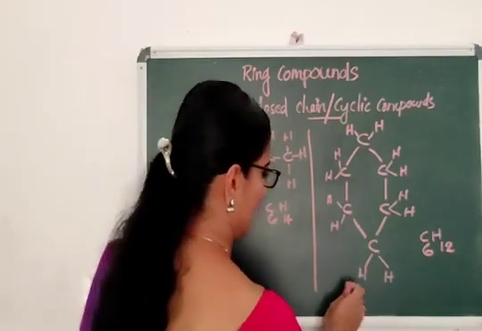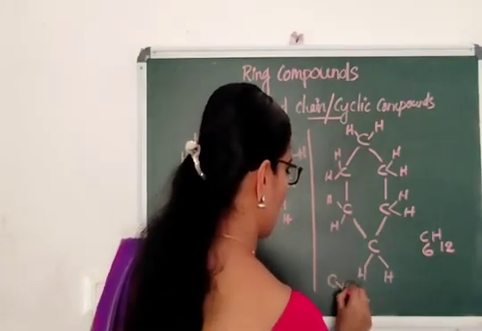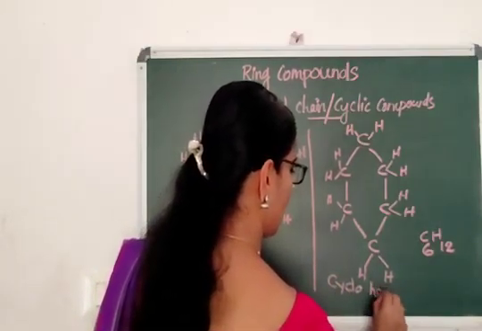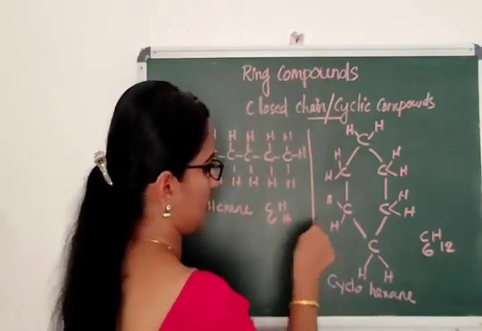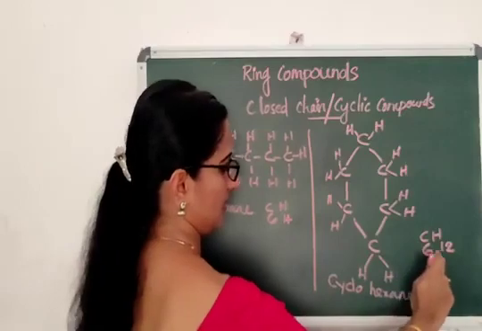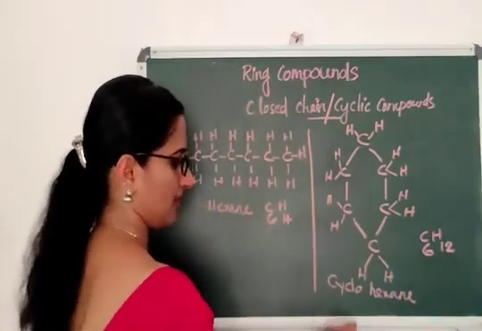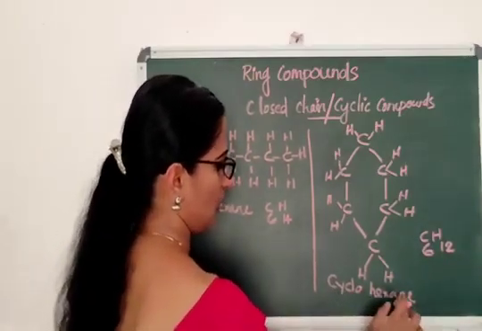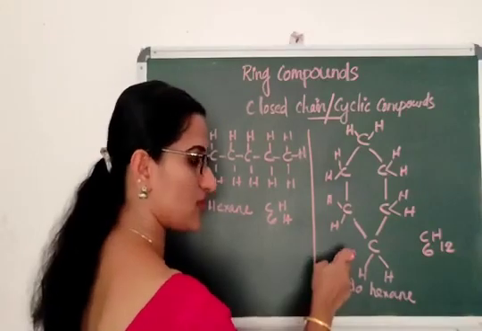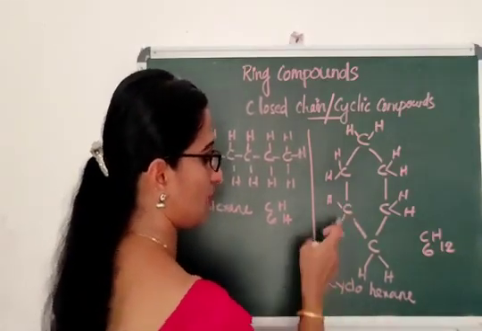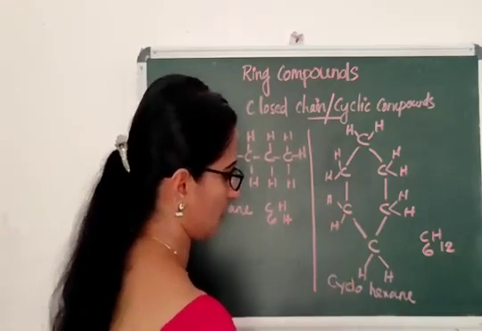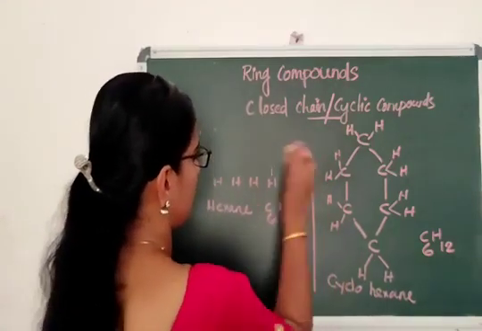And this is known as cyclohexane. When you close the ring, 2 hydrogen is reduced. So C6H12 is the chemical formula of cyclohexane. This is also saturated because no double bond is present. The best example of a cyclic compound is cyclohexane. Okay, I will show you another example.